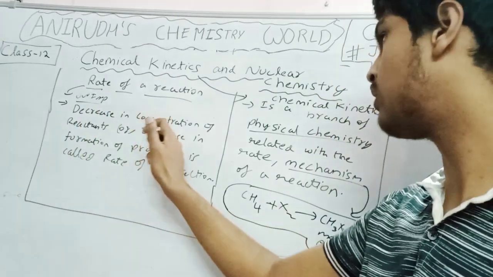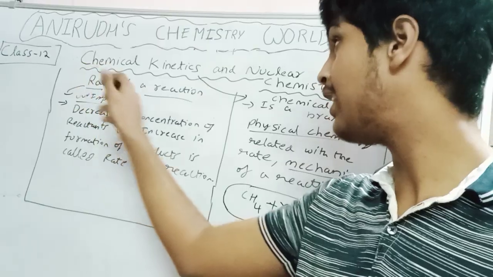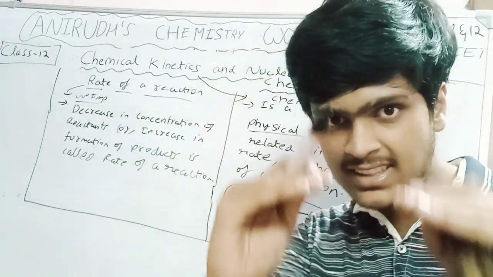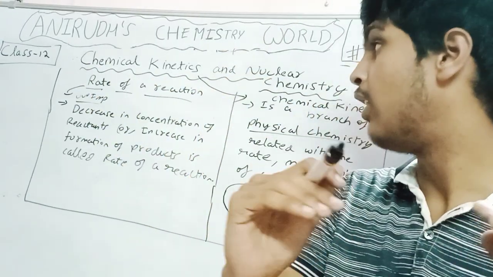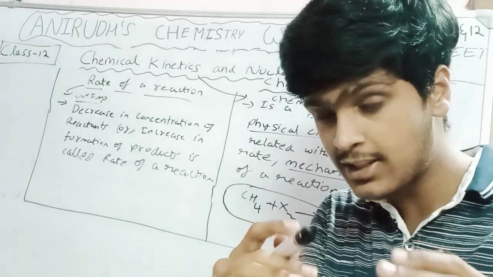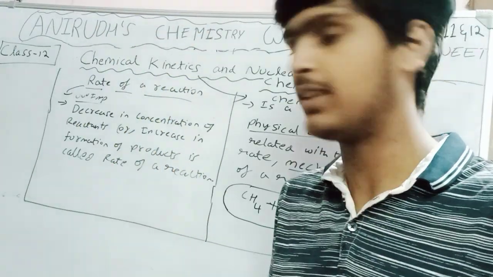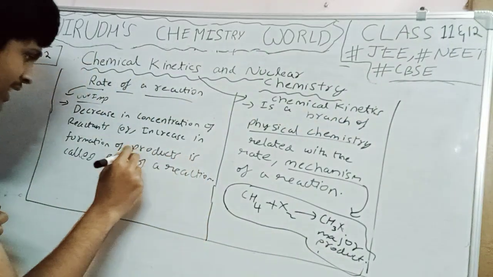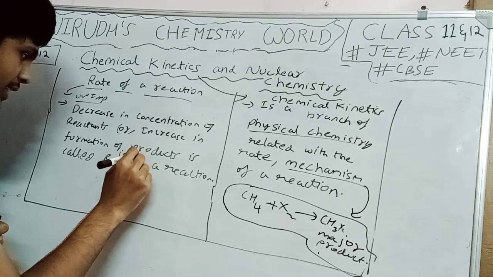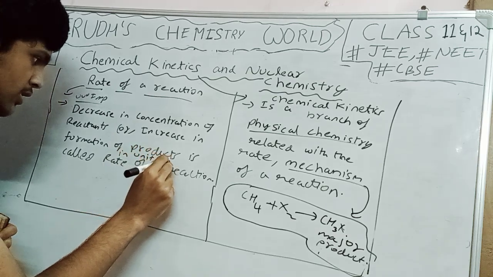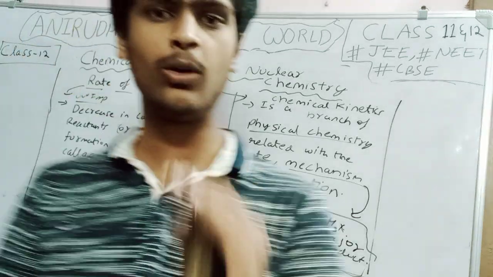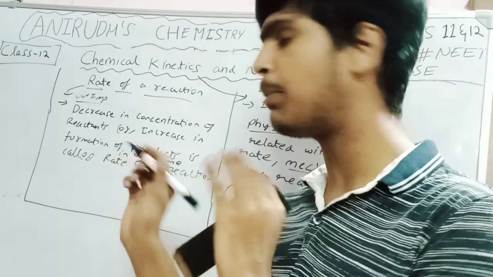Rate of a reaction is defined as the decrease in the concentration of reactants or increase in the formation of products in a unit time. That is called the rate of reaction. Now we have the proper definition.